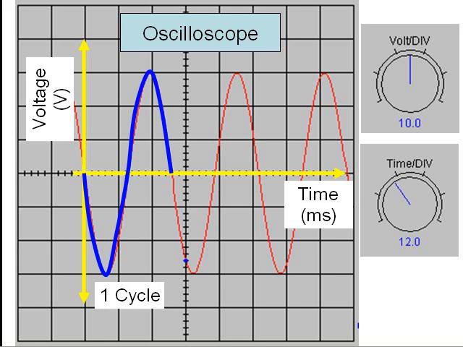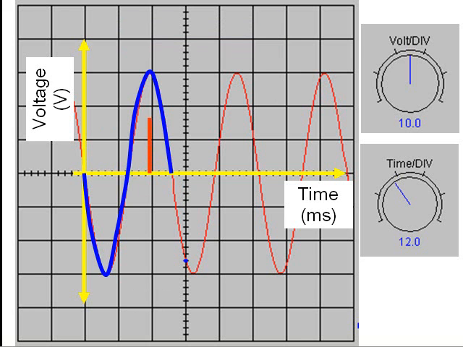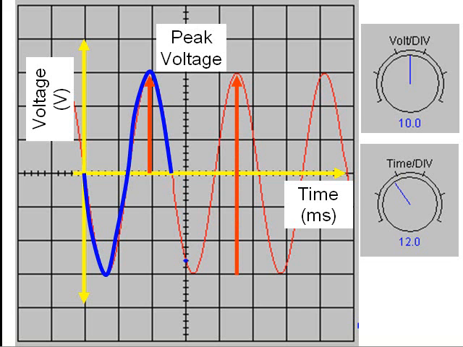we can measure the time for one cycle. This is called the time period. We can measure the peak of maximum voltage by measuring the height. Peak to peak voltage is the total height.